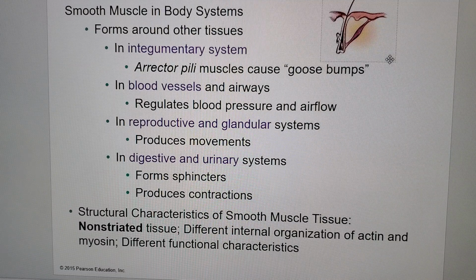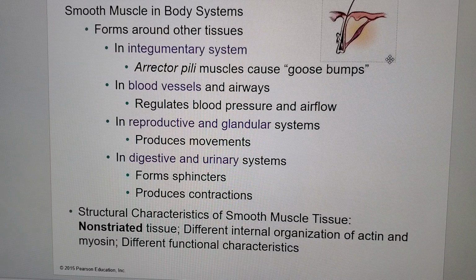In the reproductive and glandular systems, the smooth muscle produces movements. So in the outer third of that oviduct or fallopian tube, that's where the egg is to be fertilized. That fertilized egg needs to be moved over into the uterus so it can implant appropriately. Smooth muscle is what does that. The glands need to secrete, and the smooth muscle helps that happen as well.